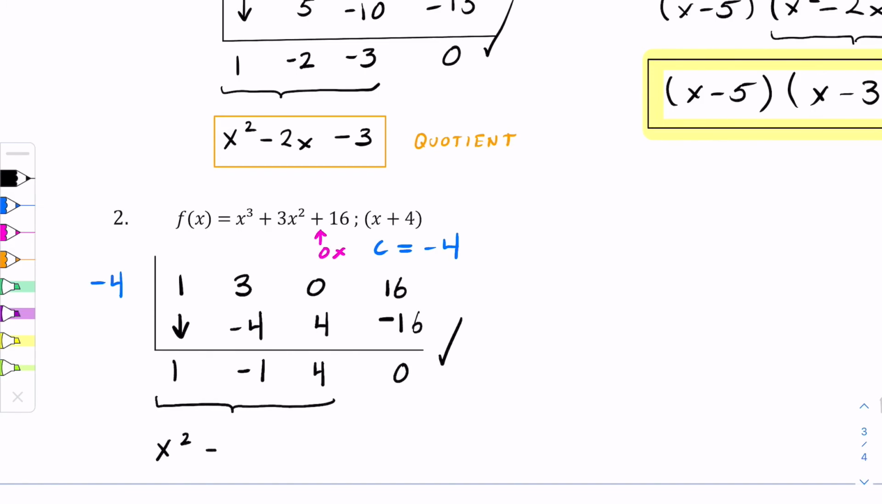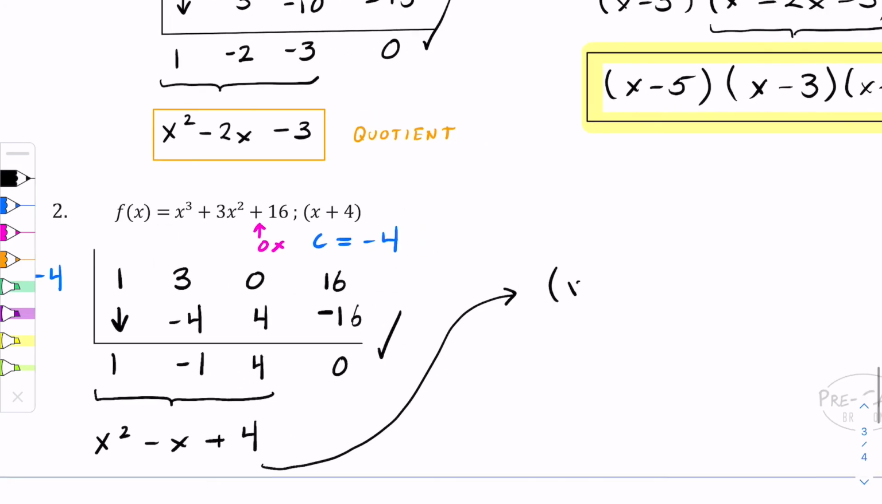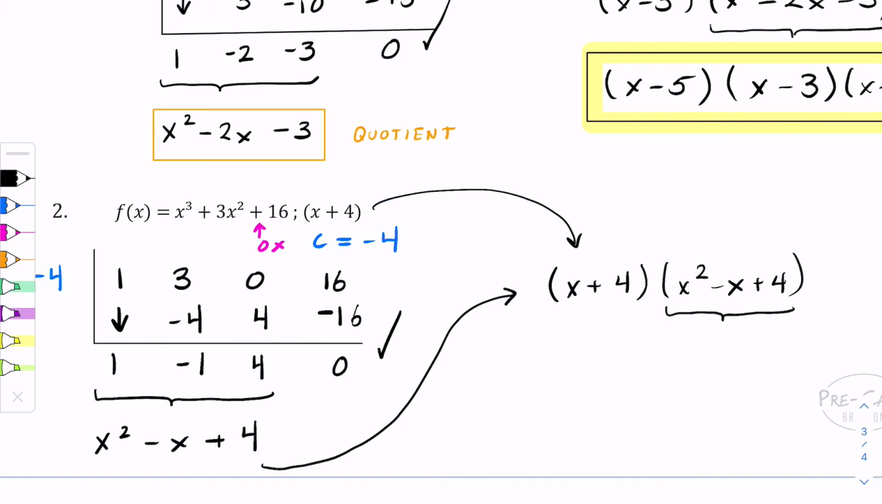Our quotient is x squared minus x plus 4. Now, this is the quotient, so we can write it as the quotient times the divisor, and that's equal to the dividend. And you just have to check to see, is this factorable? So are there two factors that multiply to +4 and add to -1? And the answer would be no.